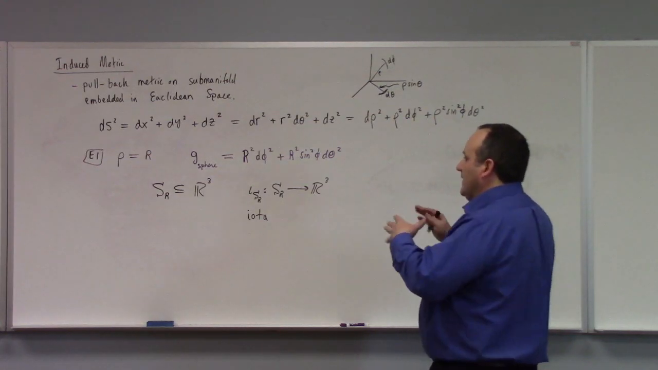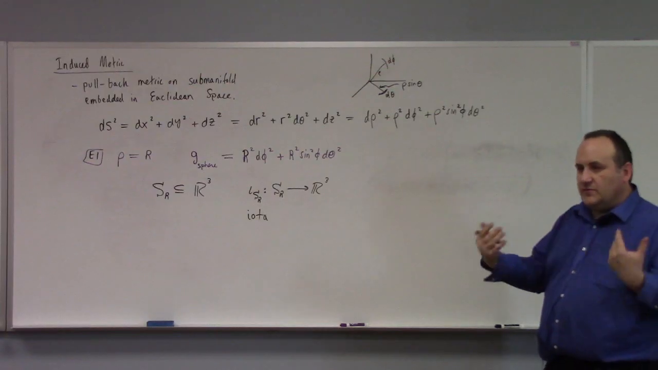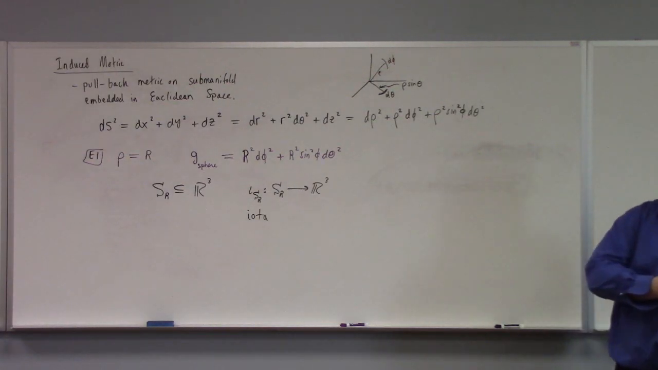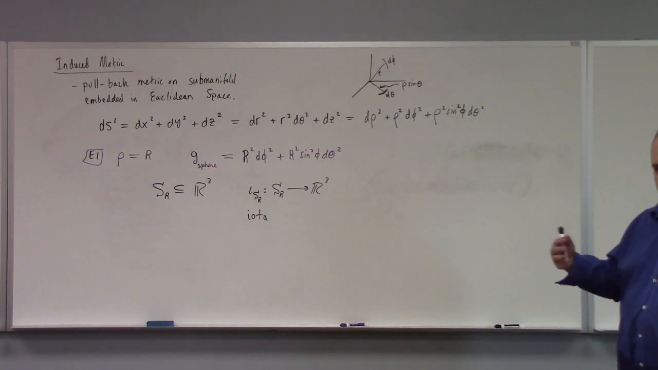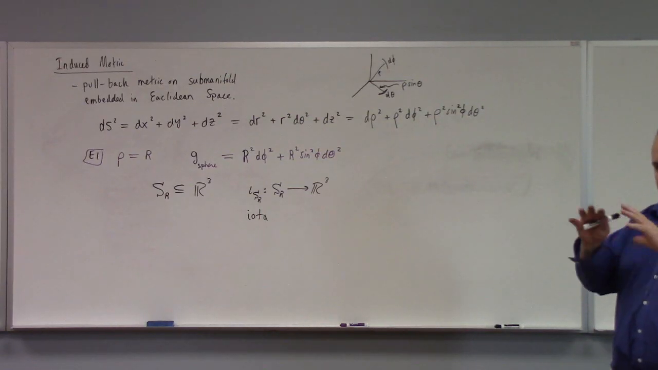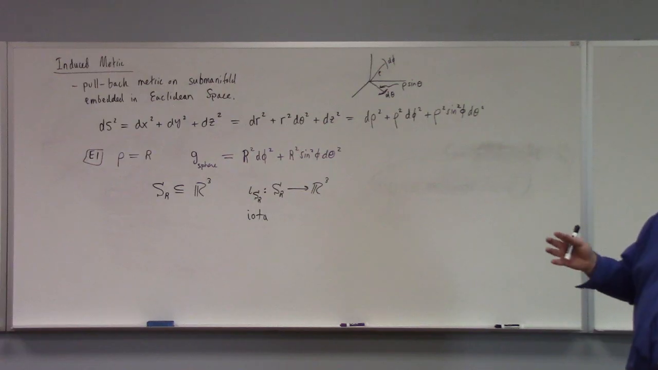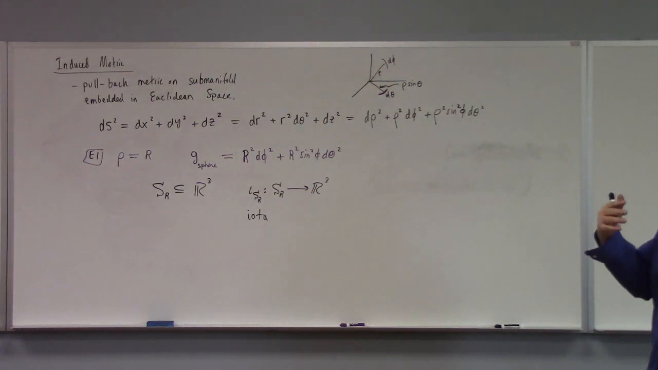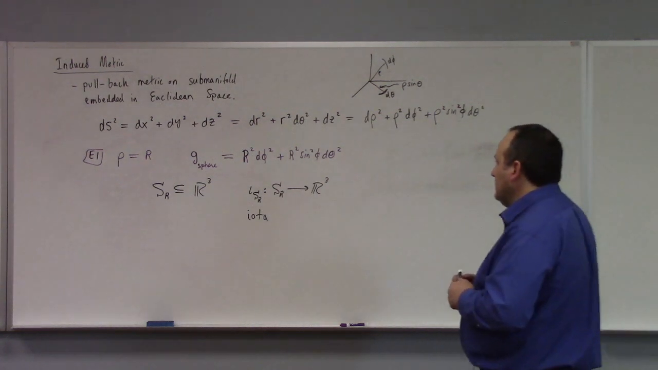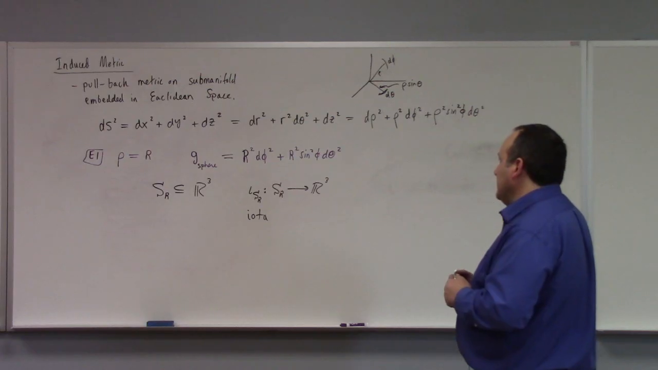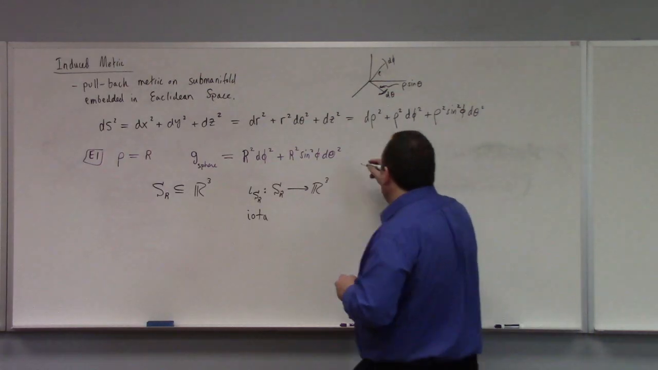I would argue that this is the natural notion of geometry on the sphere: the notion of geometry which it's inheriting from the three-dimensional space it's immersed in, right? That's the most naive concept of what we'd mean by geometry on the sphere. So this is the induced metric.